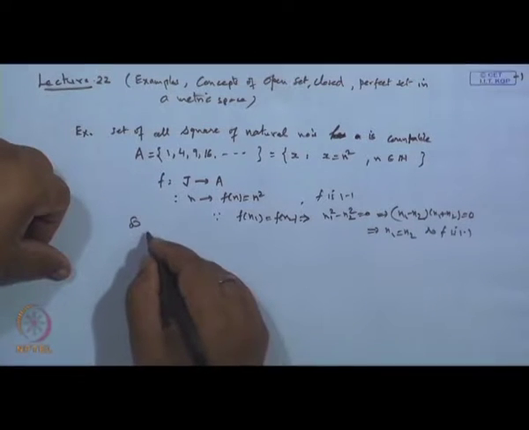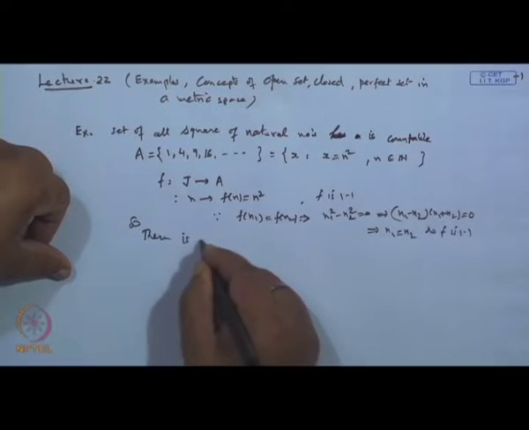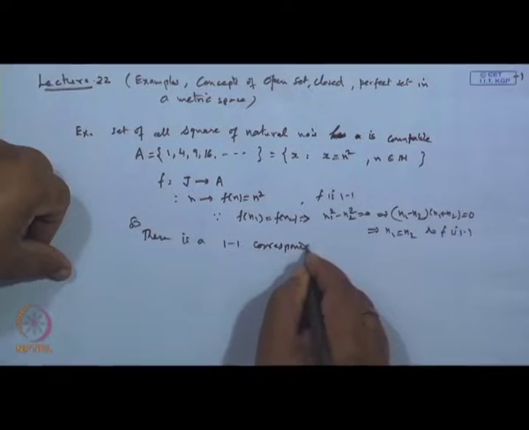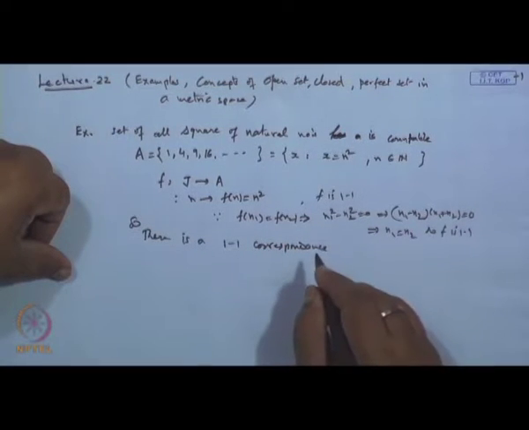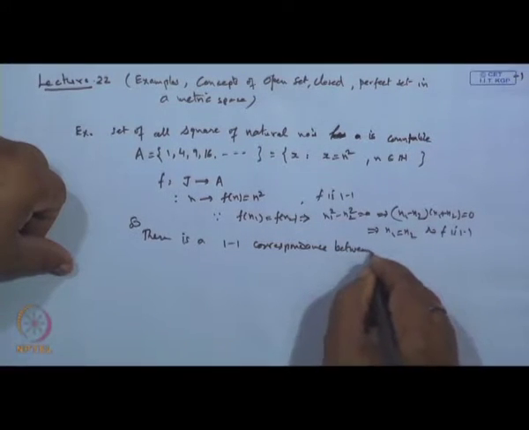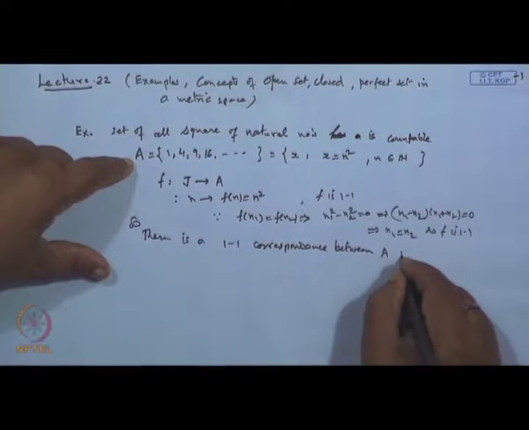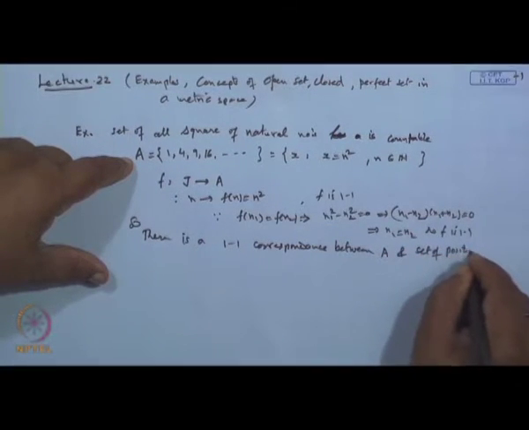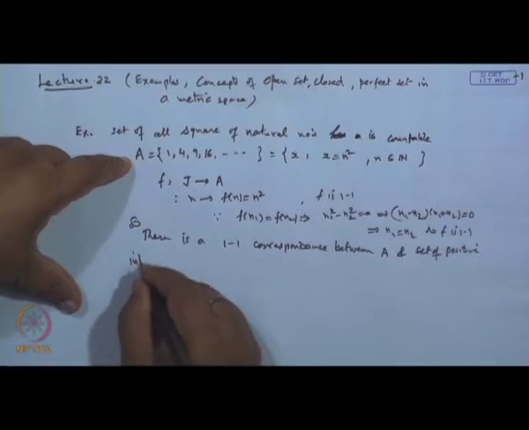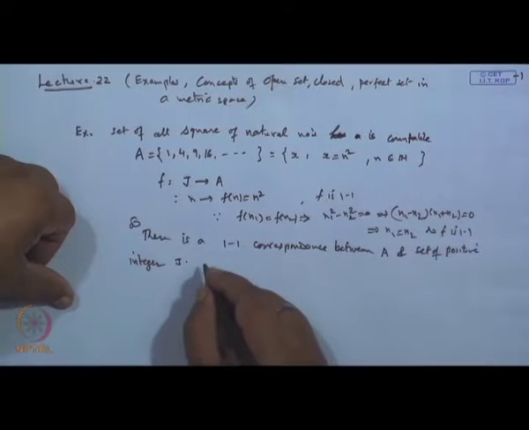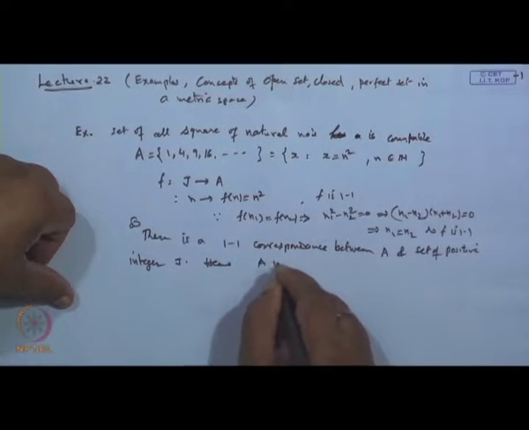Therefore, there is a one-to-one correspondence between the set A and the set of positive integers J, 1 to n and so on. Hence, A is countable.